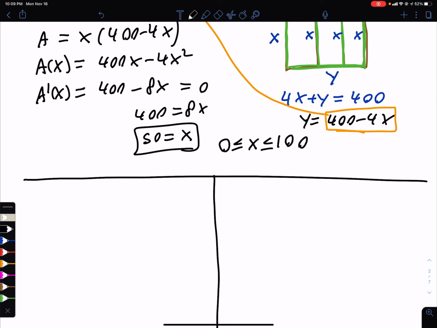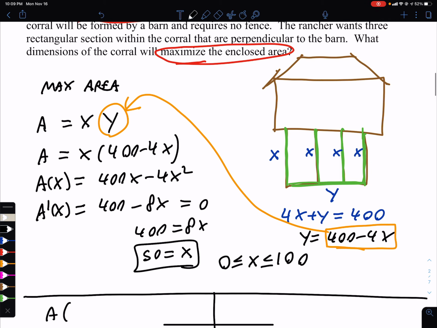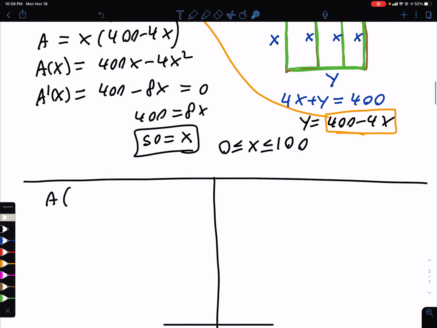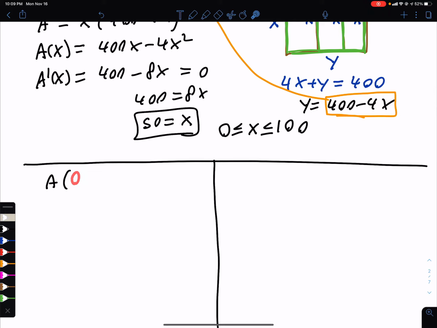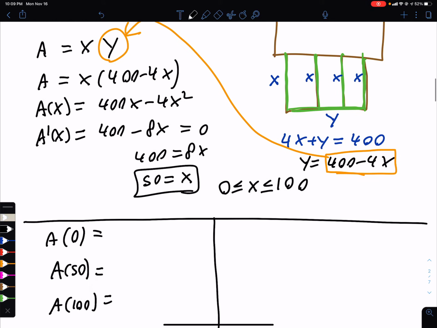So one way to find max and min, again, we're trying to maximize area, is to find the area at the endpoints and at the critical points. If I plug in 0 into the area formula right here, I get 0. If I plug in 100 here, I also get 0. And if I plug in 50, I get a big number.